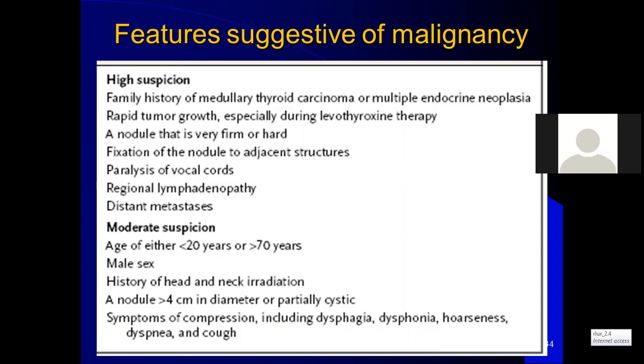thyroid malignancy. Whereas in moderate suspicion, age of less than 20 years and more than 70 years, male sex, history of head and neck irradiation, and if the nodule is more than 4 centimeters in diameter or partially cystic, and symptoms of compression including dysphagia, dysphonia, hoarseness, dyspnea, and cough are present, then this is of moderate suspicion of thyroid malignancy.